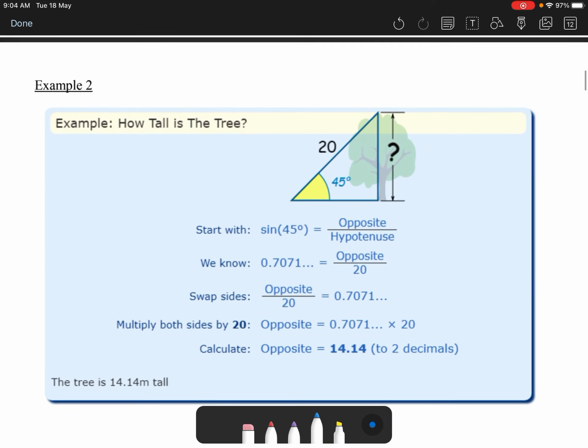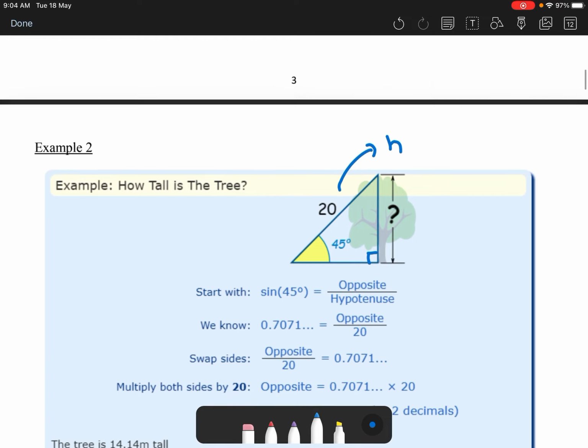Right? So let's go to example 2. In example 2, we want to calculate the height of the tree. So how do we do that? Notice that we are given an angle and a length. The length is the hypotenuse. So this is a right angle triangle, so I can use my TOA SOH. Which one should we use? We should use SOH, because we are interested in the O, the opposite.